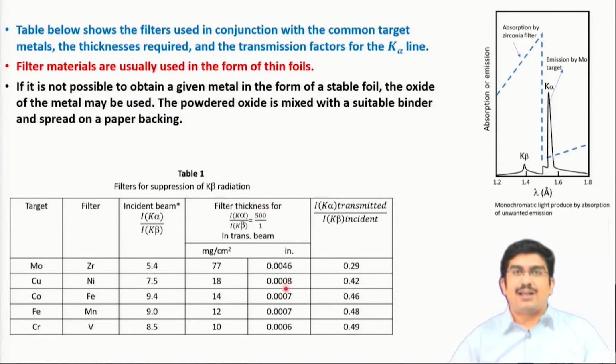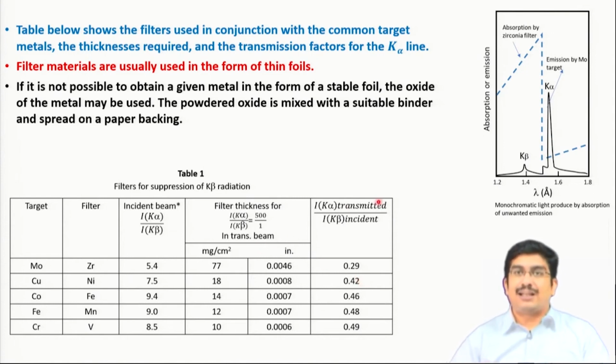So, using only a nickel filter of this very small thickness and this density, you can cut down most of the beta. And if you look at the ratio of the K alpha which is transmitted versus the K beta which is incident, this ratio is coming down from 7.5 to only 0.42. So, remember this: it tells how much K alpha radiation is cut down in the process of suppressing the K beta.